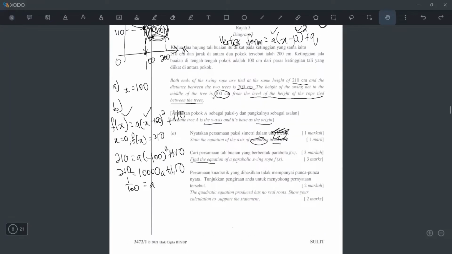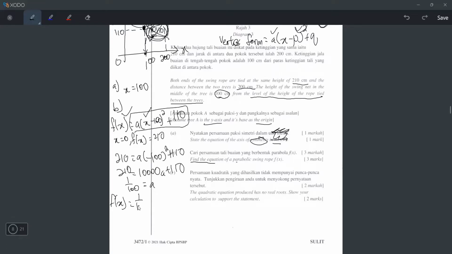What's your equation? So your equation f(x), okay. Look back up here. So it will be A, which is 1 over 100, and then bracket x minus 100 squared plus 110. Okay, maybe some students will say, do we need to expand this one? Okay, up to you. You want to expand it, change it back to general form, also can. But if you want to leave it in vertex form, I believe it's fine also. Okay, so that's the answer for B.